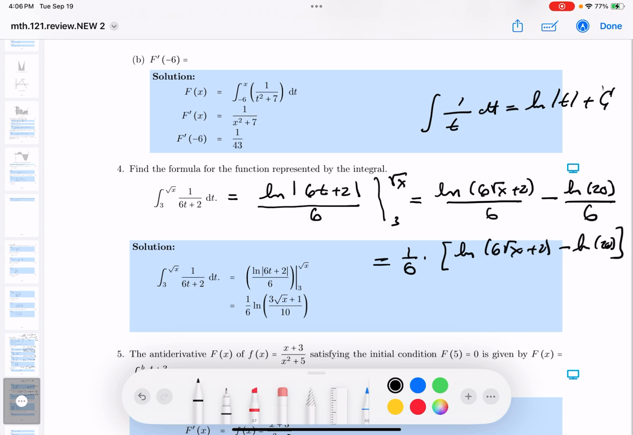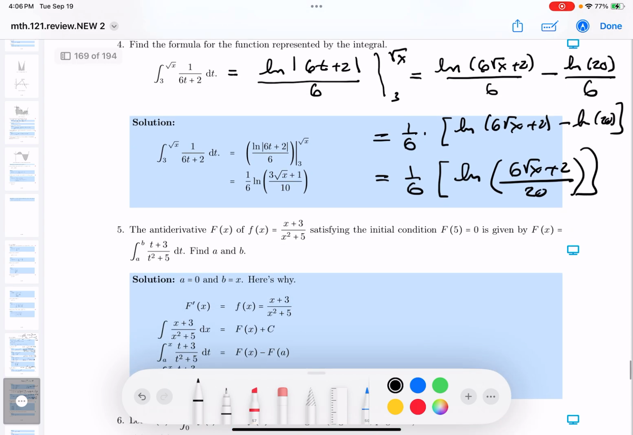And I'm looking at that, and I'm going to just massage that a little more because I got rules of logs here. So it's natural log of 6 root x plus 2 divided by 20. And I'm going to reduce that now. Let me put that down for you. It's going to be 1/6 natural log. I'm going to reduce it by a factor of 2. This would be 10. This would be 3 root x plus 1.